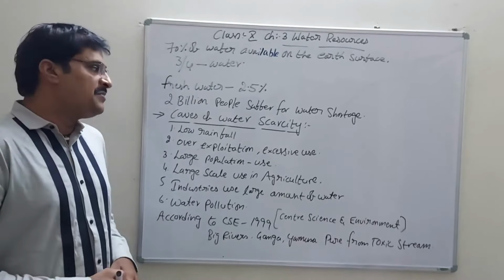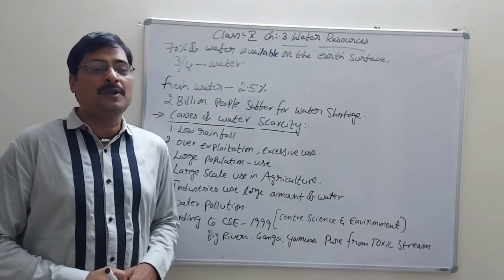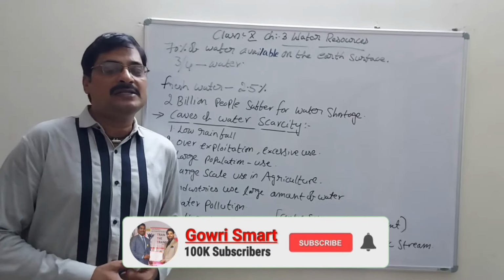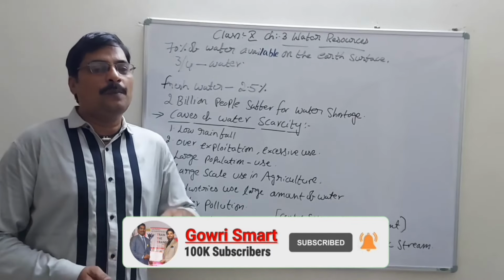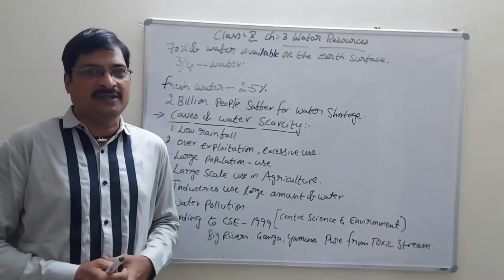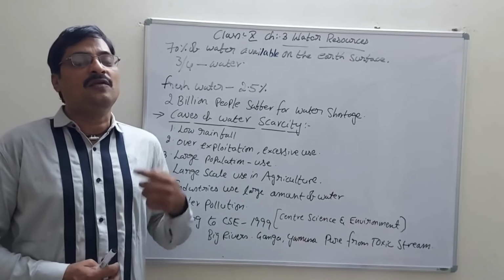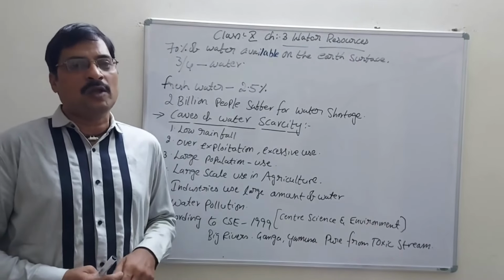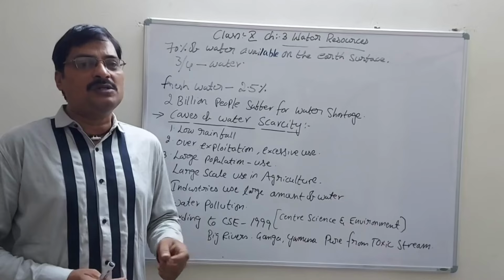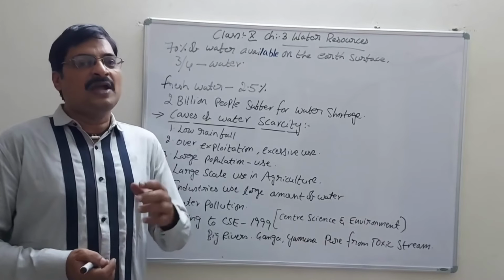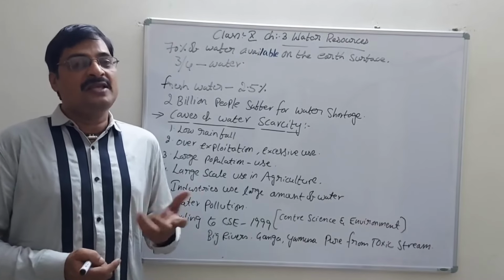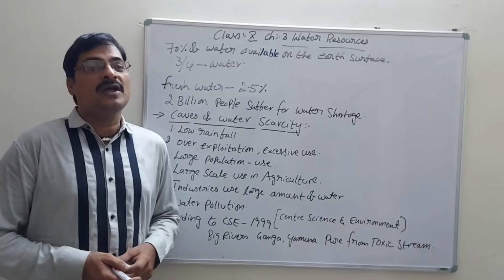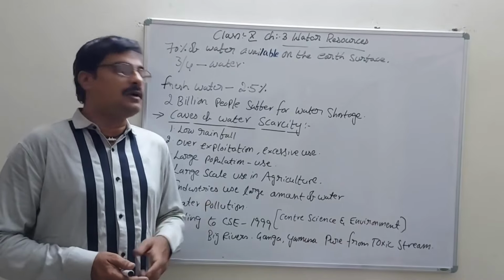Exploitation means robbery and excessive use. Some people use water excessively. For example, they open the tap and brush their teeth, and the water keeps running continuously even when they stop brushing. Some other people on the roads open the wells, and water keeps running from the taps. These things are going on in some places. That means we are wasting water in some areas.